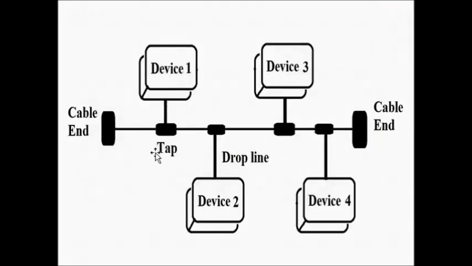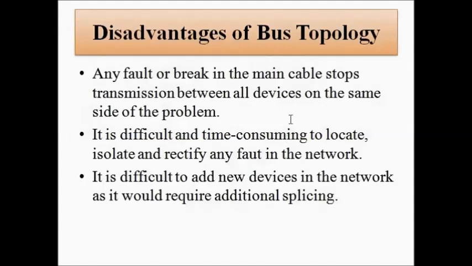Also, fault location and isolation is very difficult. It is very difficult to locate the defect in the bus topology, whether the defect is in the tap, the main cable or the drop line. So it is very difficult to identify the defect. This is another disadvantage of bus topology.